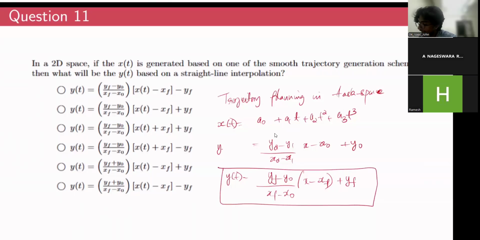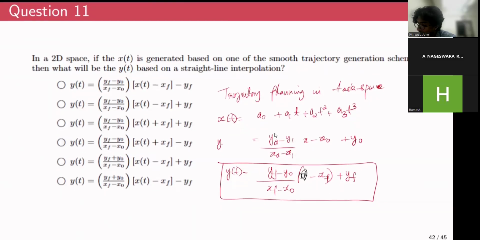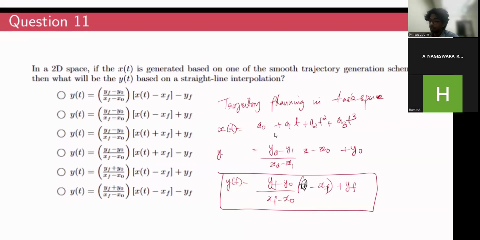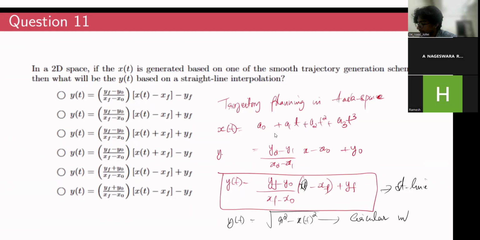So for every x, this will be x of t actually. So for every x in x of t, you can get a y of t using this straight line interpolation. If you are doing the circular interpolation, y of t would look something like square root of r square minus x of t square. This is for straight line interpolation. This is for circular interpolation. And these are two examples of trajectory planning in task space.